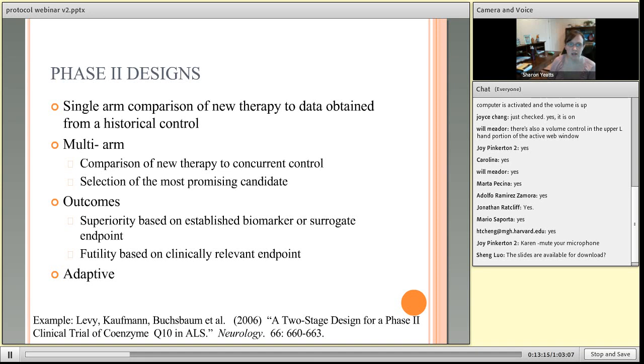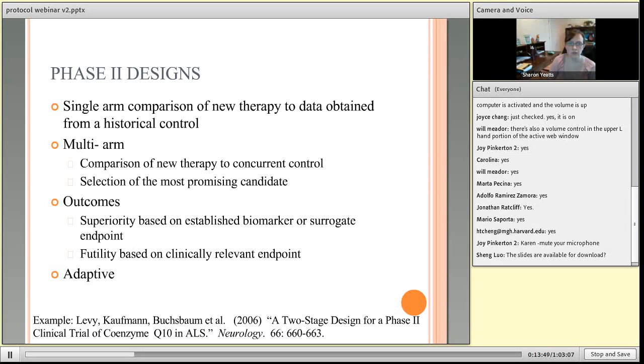A phase 2 design might also look like a multi-arm randomized trial. You might randomize patients to either the new therapy or the concurrent control and attempt to compare them at the end. Or you might randomize patients to multiple therapies and attempt to just select the one which looks the most promising. Okay, again, depending on what objective you have in your phase of research, it may not be necessary to do a head-to-head comparison against a placebo in a phase 2.